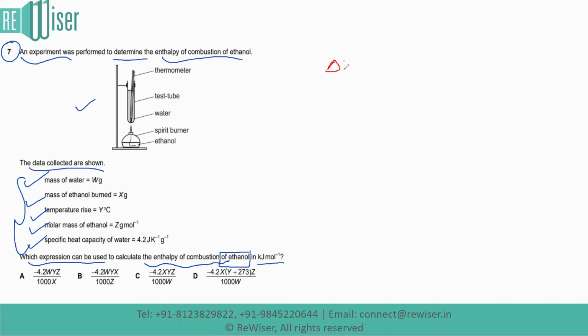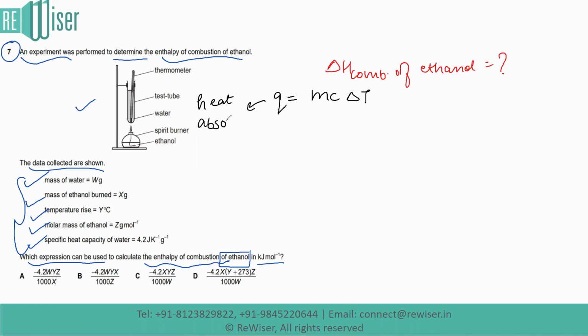So basically we have to figure out the enthalpy of combustion of ethanol. Right, this we have to find out. So for this question we have been given the masses and temperature rise. With the help of this data, we can very easily calculate q is mc delta T, where q is the heat absorbed by water.